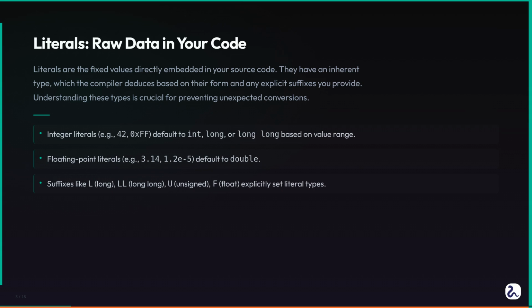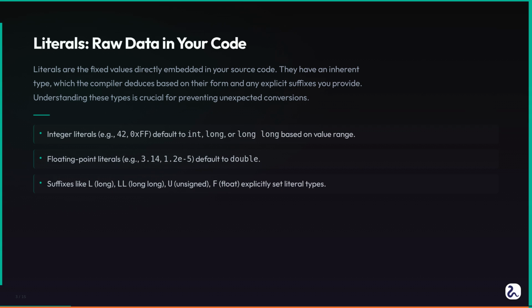For example, 42 is not just a number. It is an int literal by default. This means it will occupy 4 bytes on most 64-bit systems, and its maximum value is typically around 2 billion. But what if you need a larger integer, or an unsigned one? C++ provides suffixes to explicitly specify the literal's type. If you write 42L, that L suffix tells the compiler this is a long integer, which might be 8 bytes on your system, allowing for much larger values.